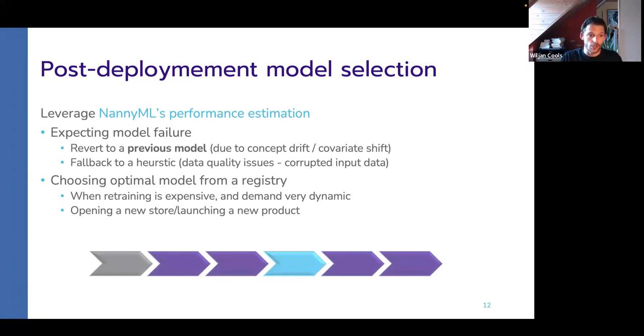And of course, when we're launching a new product or we're opening a new store, there's not that much data about past sales. And then there are other ways to leverage performance estimation, where we maybe look to similar stores or similar products and try to make an educated guess.